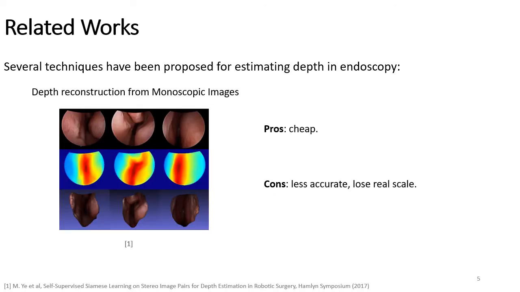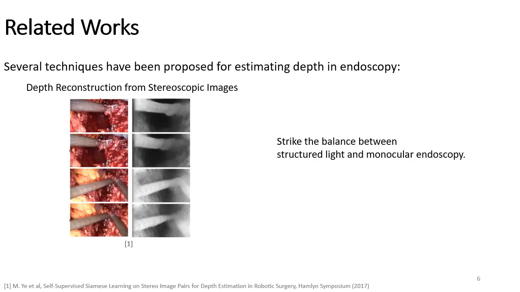Estimating depth from monocular endoscopy is the cheapest way, but also the most difficult way. Monocular endoscopy images suffer a lot from lighting changes and lose real scale. Estimating depth from stereoscopic images strikes the balance between structured light and monocular endoscopy. However, it's still challenging.